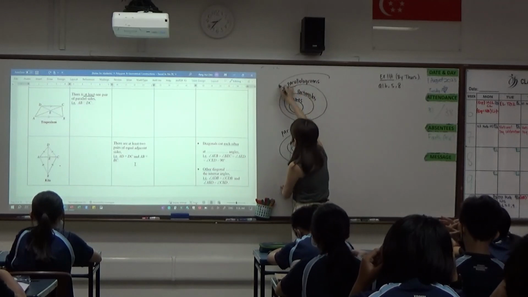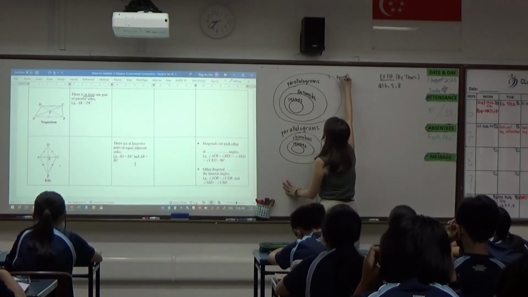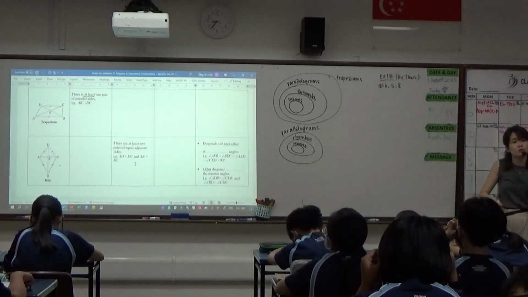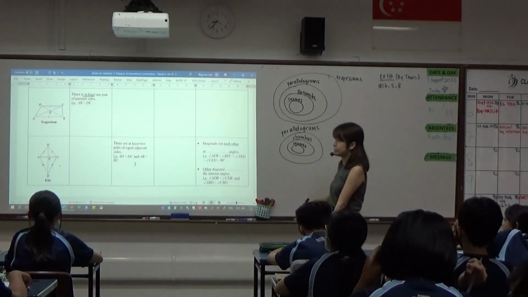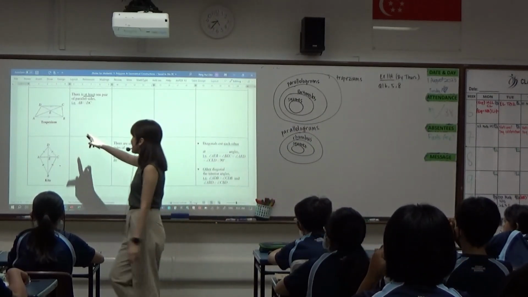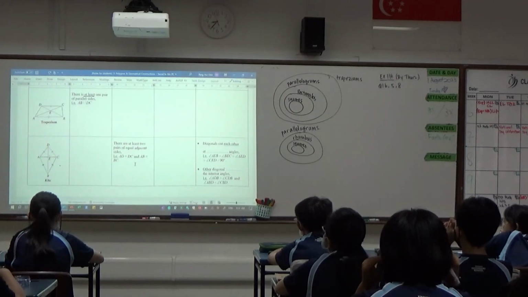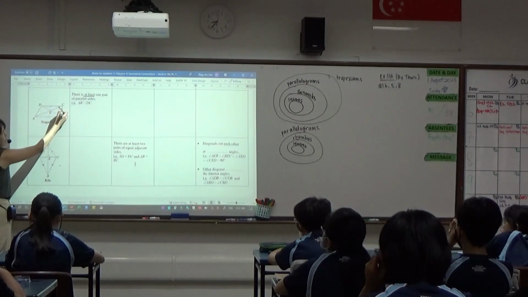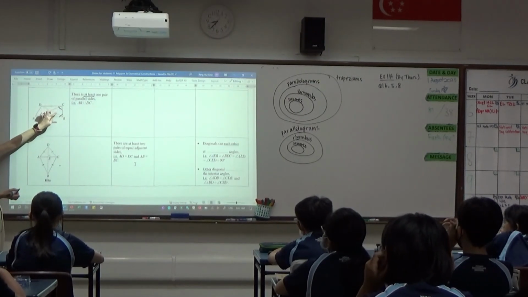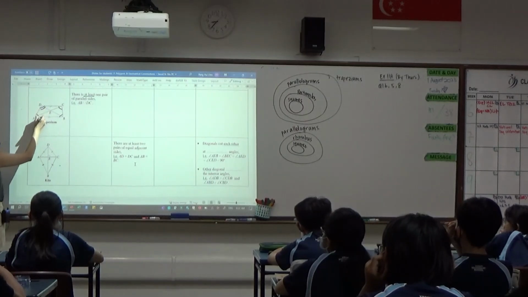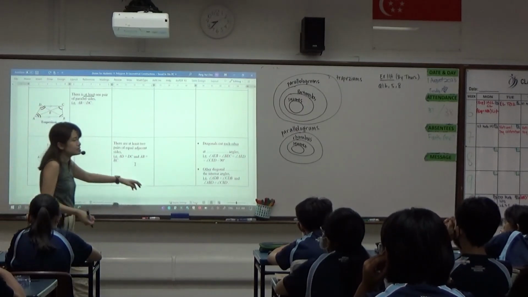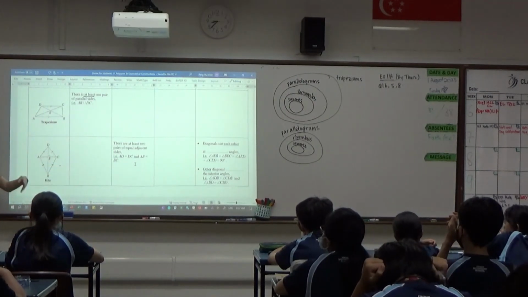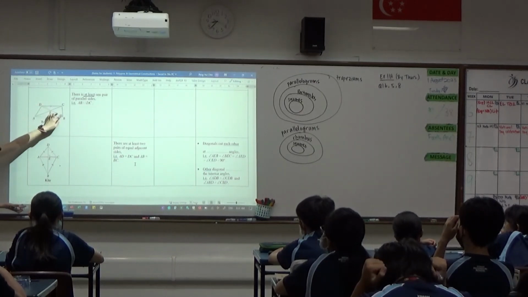So trapeziums will be further outside of our parallelograms because parallelograms need two pairs of parallel lines. Regarding its diagonals and its interior angles, there isn't much property other than the fact that parallel lines will give you interior angles such that these two angles add up to 180, and these two angles add up to 180 degrees. But of course, that is not a property of your trapezium, because that is a property that applies to any parallel lines with a transversal.